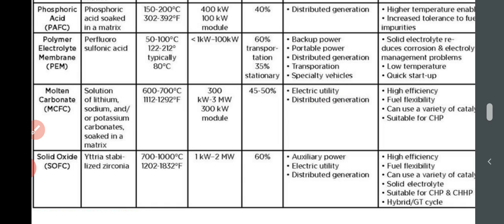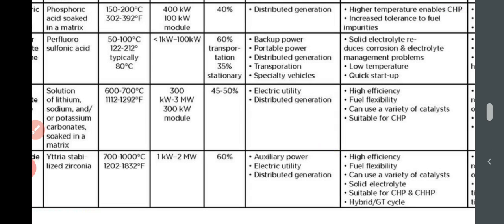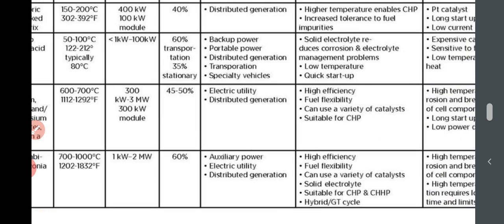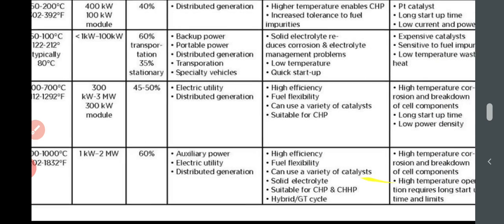Solid oxide fuel cell, this is mainly used for auxiliary power, electric utility and distributed generation. It also has very high efficiency. Fuel is flexible because you don't need to use pure hydrogen or oxygen. You can use syngas in place of hydrogen and air in place of oxygen. Can use a variety of catalyst. The electrolyte is solid, suitable for combined heat power plant. Hybrid and duty cycle also can be used, right.